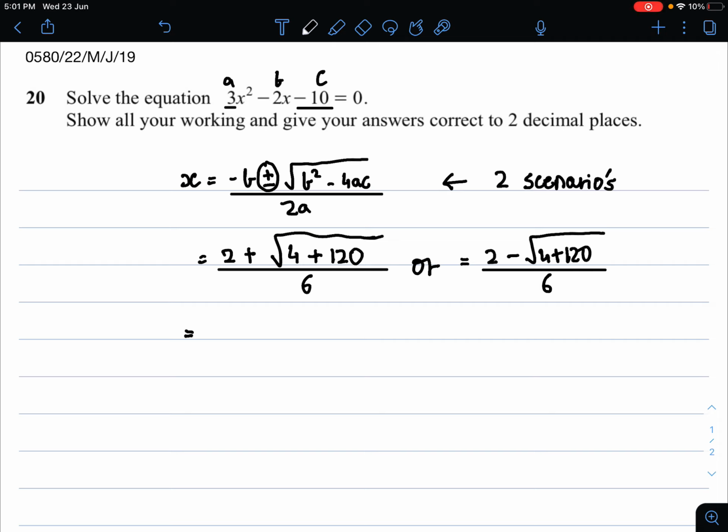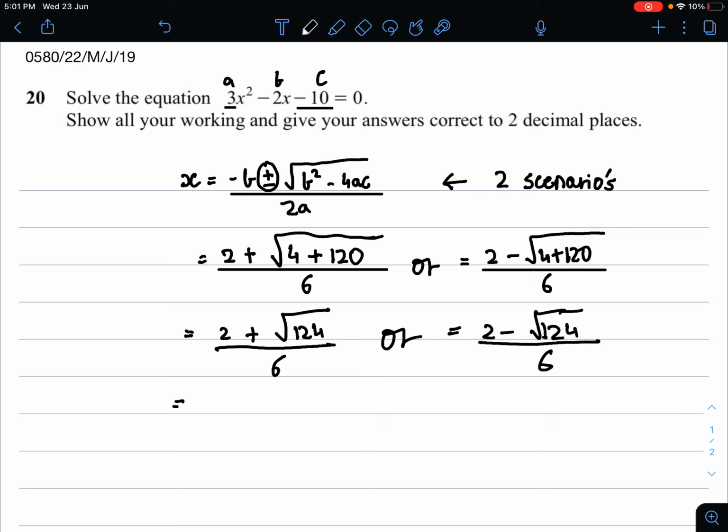So 2 plus root of 124 divided by 6, or 2 minus root of 124 divided by 6. So what I did was I just added the 120 and 4. So 2 plus root of 124 whole thing divided by 6. That would be 2.189254.